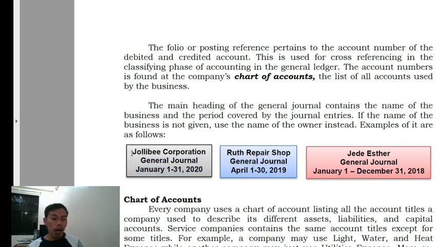What if walang pangalan yung... hindi pala. Ito, Root Repair Shop. So this is a servicing business. General Journal, April 1 to 30, 2019. What if walang pangalan yung business?